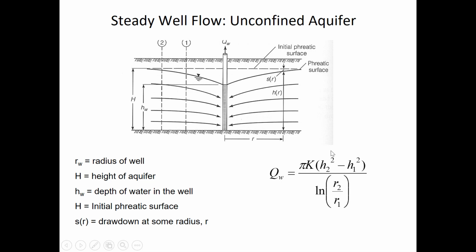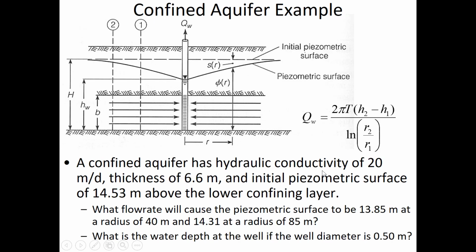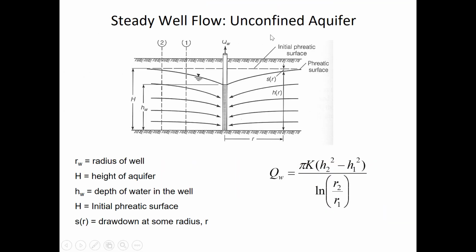So the second difference is that we're squaring these heights. In the confined aquifer formula, it's just the difference in heights that goes into the equation. In the unconfined aquifer, it's the height squared minus the height squared. So the closer location would be 1, as it was in the previous. The further location is 2, and so the r's don't change in any sense. But I wanted to point out the subtle difference in the formula for an unconfined aquifer.